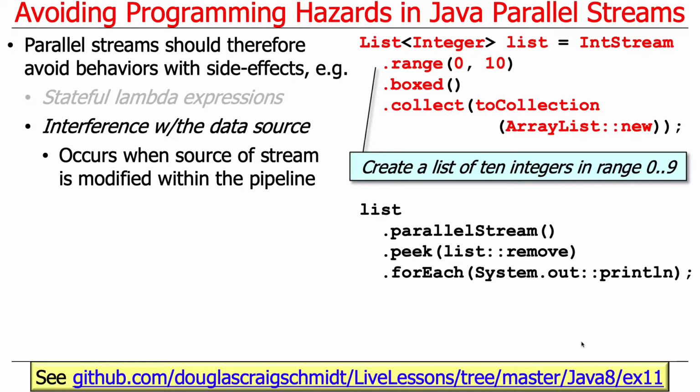So here's an example. This is a variant of what we looked at before, just using a slightly different collector here. So we're going to make ourselves a range of ints from 0 to 10, non-inclusive. We box them into integers, and then we collect them into a collection, which is an array list. So we have a list of these things.